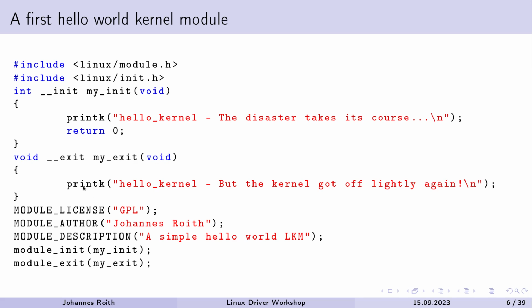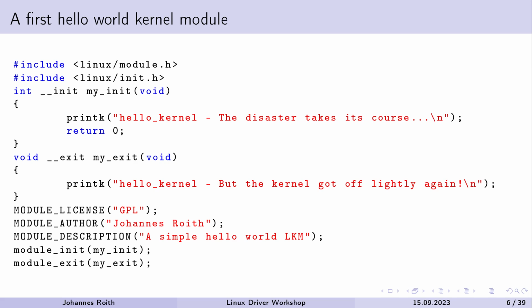And here we will also just write a line to the kernel's log. Here we are writing "hello kernel", but the kernel got off lightly again, and a new line. So for using printk and these macros, module_init and module_exit, we need to include two headers. So we need to include linux/module.h, and we have to include linux/init.h.